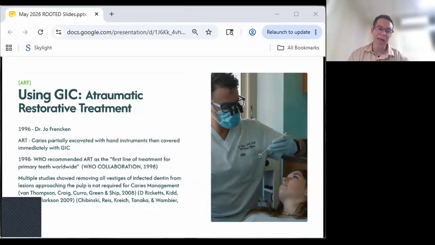The WHO actually came out in 1998 and said that this should be the first line of defense. So this has been over 20 years. We've been talking about this sort of treatment. And I'll let you know, that is what we do in our practice, basically ART.